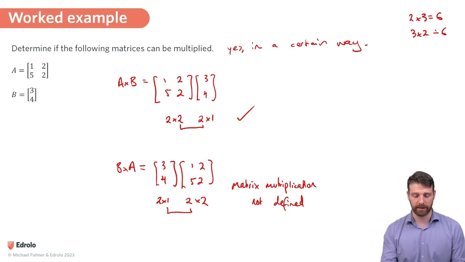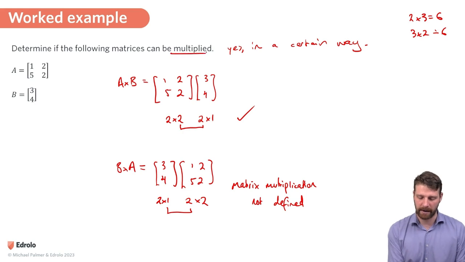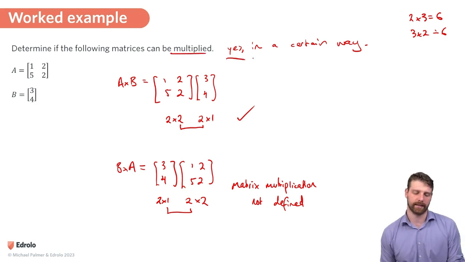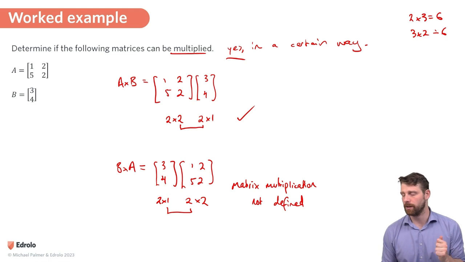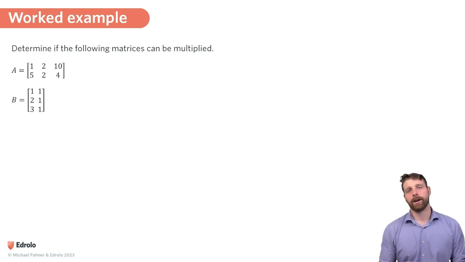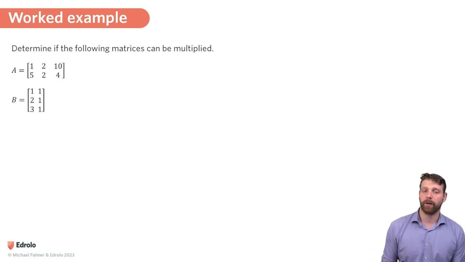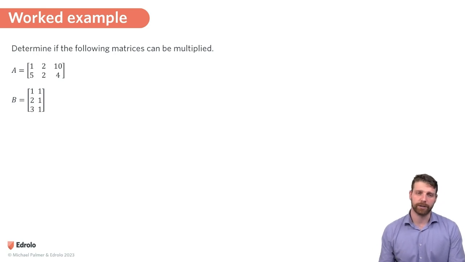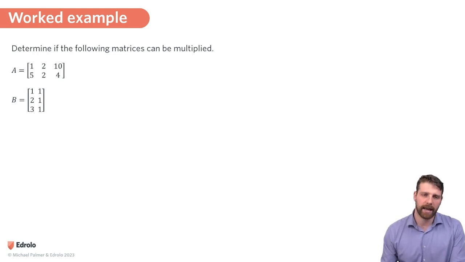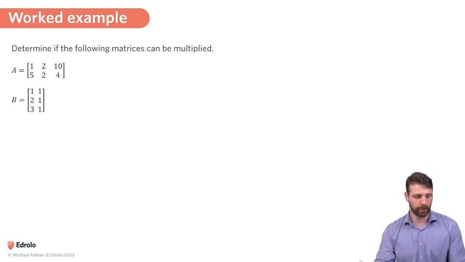To answer this question, it says determine if the following matrices can be multiplied. Well, yes, they can. That's the answer. But it has to be A times B, not B times A. Okay, here we can determine if the following matrices can be multiplied. I'm going to show you how to do it with your CAS calculator. We could do this one by hand in the same fashion, but we're going to use the calculator and see what it says when we try.